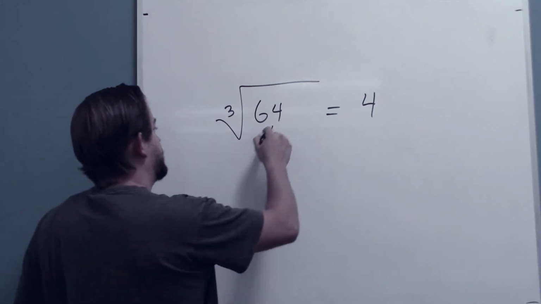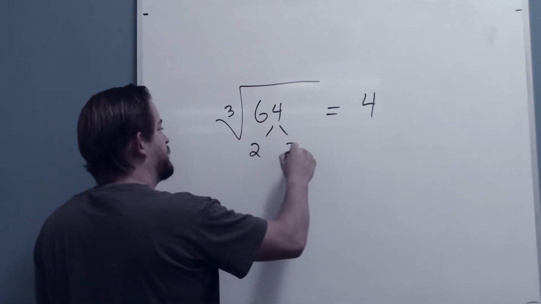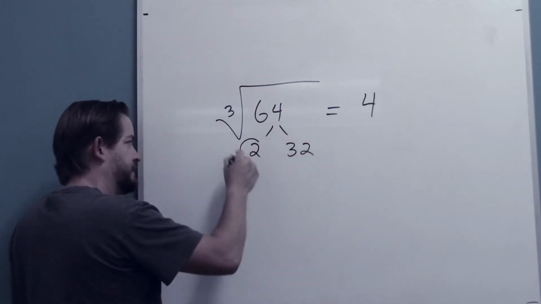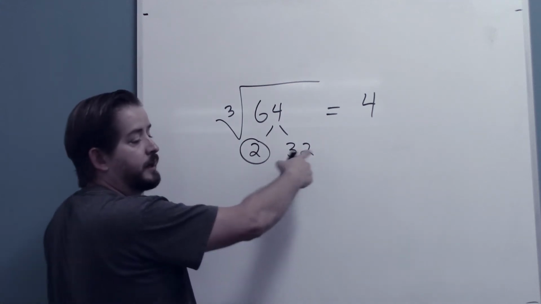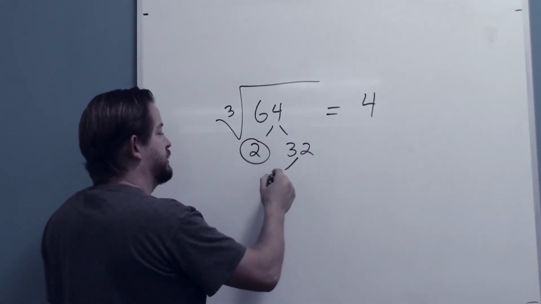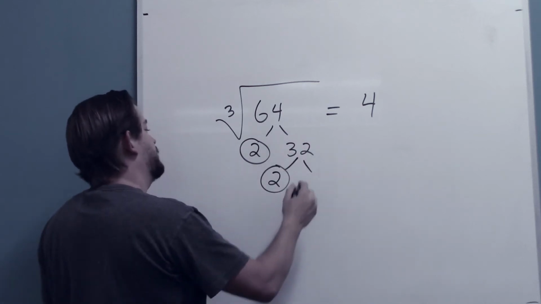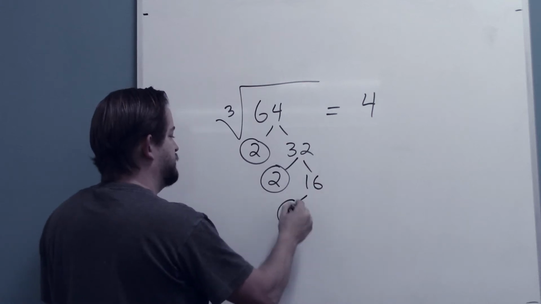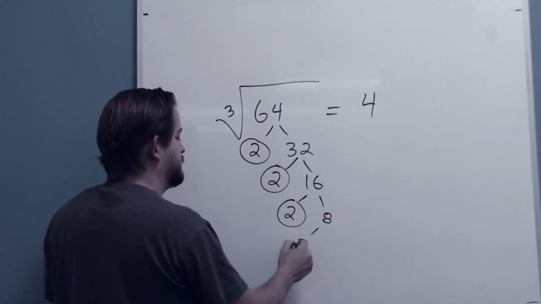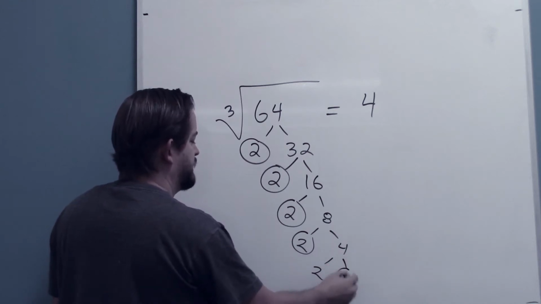64 is divisible by 2. If I divide 64 by 2, I'm left with 32. And anytime that I get a prime, I'm going to circle it and then break down the other number or anything that isn't a prime. 32 is divisible by 2, circle that prime. When I divide 32 by 2, I get 16, which is divisible by 2, giving me 8, which is also divisible by 2. And I'm just going to yank a whole bunch of 2's out of this thing.